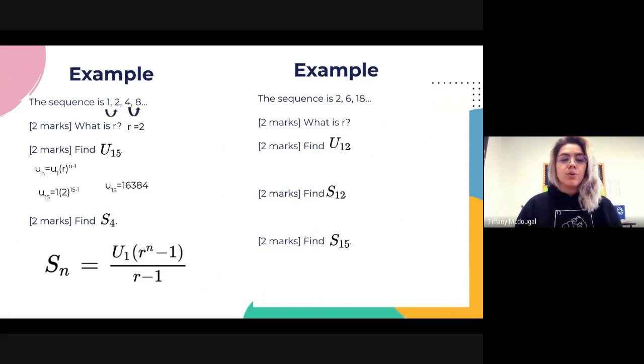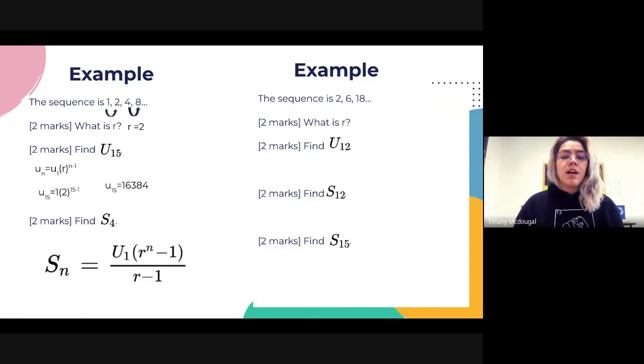And I get a total of 16,384. So my 15th term is 16,384. It's a very large number. And remember, with geometric sequences, that's very normal to see the numbers become very large or very small very rapidly.